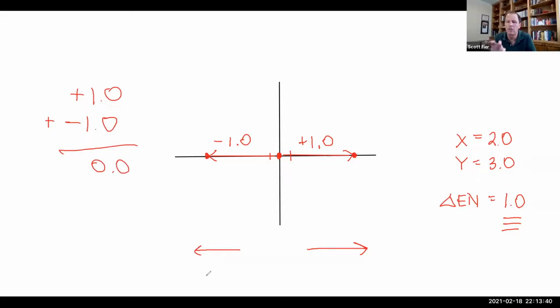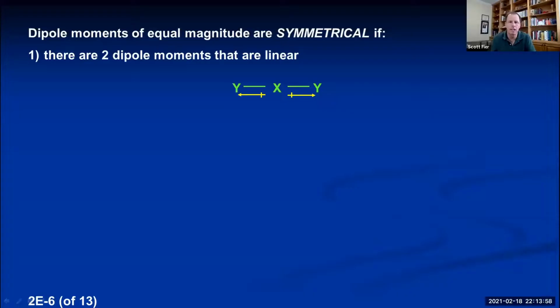So the effect of these 2 vectors is that they cancel each other out. And so the electrons are not pulled to the left, the electrons are not pulled to the right. So this is called a symmetrical arrangement. It does not cause a molecule to be polar, it actually causes it to be nonpolar. So if you ever see 2 vectors that are in a linear array and they're equal in magnitude, they will cancel out because it's like +1 to the left and -1 to the right.